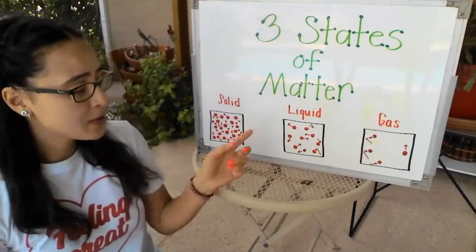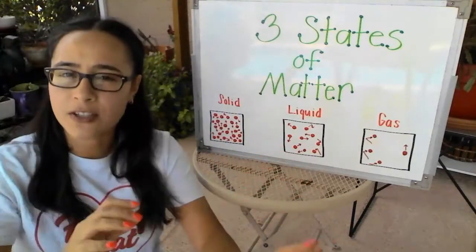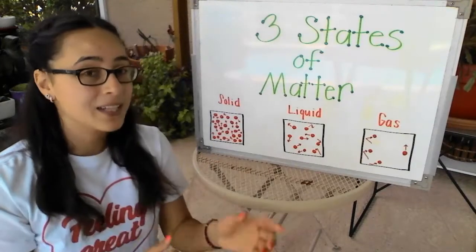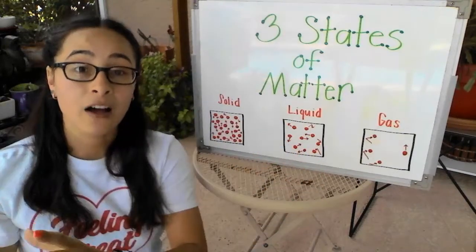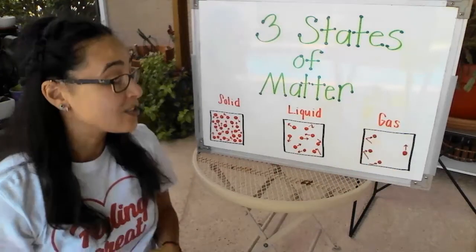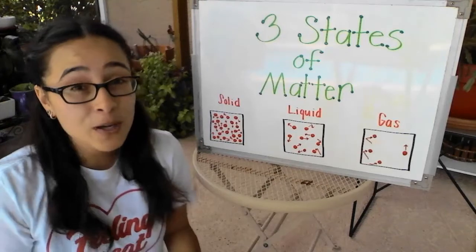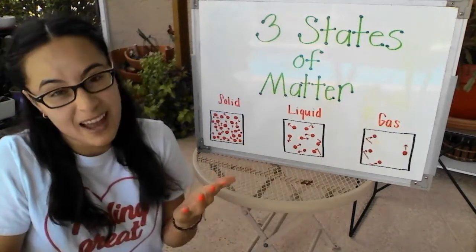Liquids. Liquids, you can see, have a little bit more space and they're able to flow around a little easier, which is why liquids take the shape of the container that they're in. Now, gas. Gas has so much space, it's bouncing all over the place, which is one of the reasons why we can't see a lot of the gases.